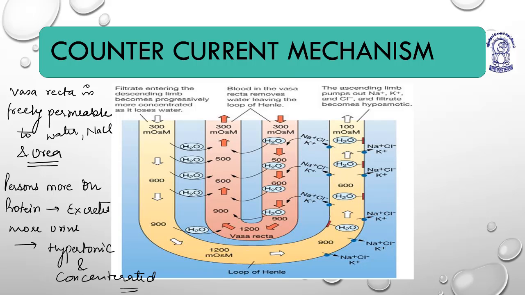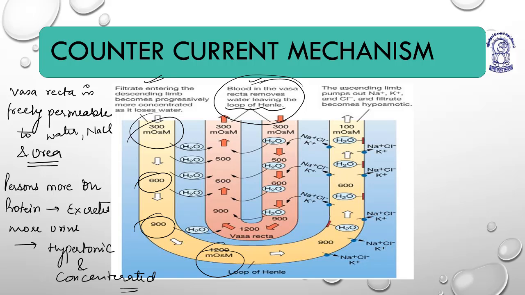You can see the filtrate entering the descending limb becomes progressively more concentrated as it loses water. The water is coming out: 300 to 600, 900, 1200, the hairpin loop. This is the peritubular region, the blood or the vasa recta. Blood in the vasa recta removes water leaving the loop of Henle. Vasa recta is freely permeable to water, NaCl and urea. This region is vasa recta.